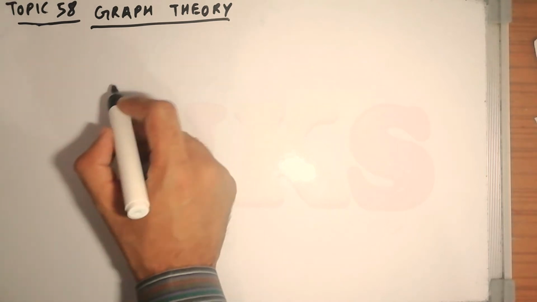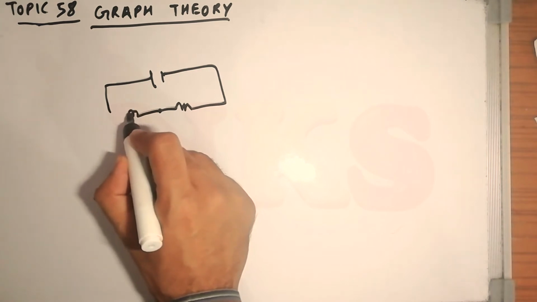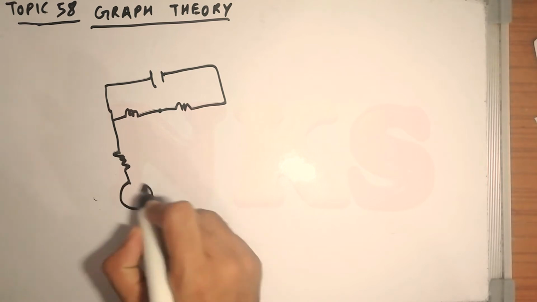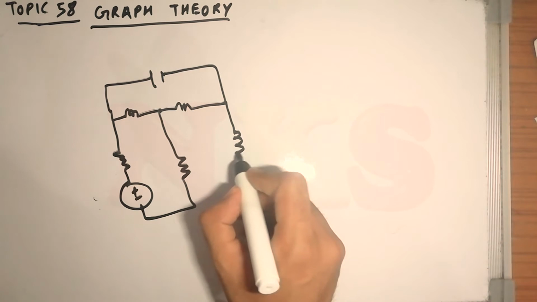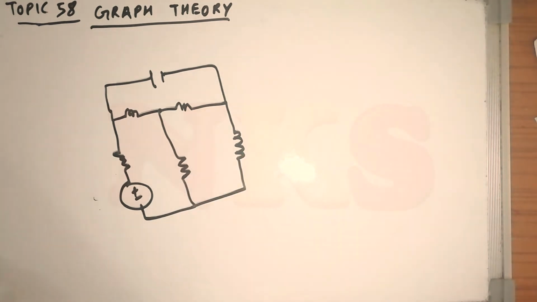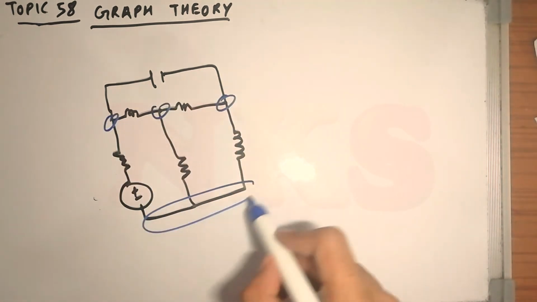Let us start with the main thing. For example, a circuit is given to you in this fashion. This is an inductor, this is a resistor, this is a voltage source, this is again a resistor, and here it is an inductor. If someone asks you to draw the graph of this network, you don't need to worry about anything; you just find the nodes first. This is one node, this is one node, this is one node, and this is one node.